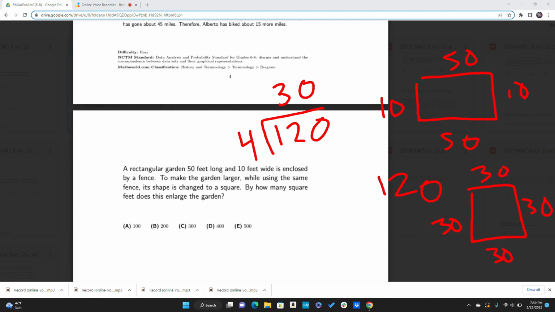So by how many square feet does this enlarge the garden? That's basically asking how much bigger is our new area of the square than of the rectangle, right? So we see our rectangle was 10 by 50. That's an area of 500, 10 times 50. Here we've got 30 by 30. So 30 times 30, that's 900. So how much bigger is 900 than 500? 900 minus 500, that makes 400. So D is our answer.